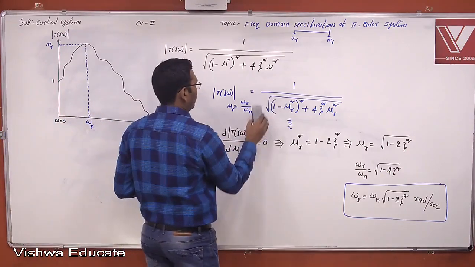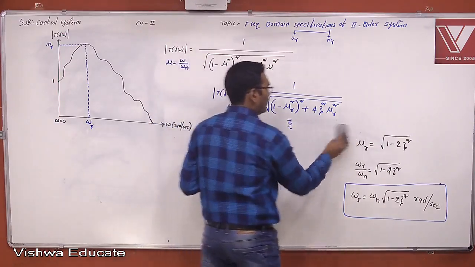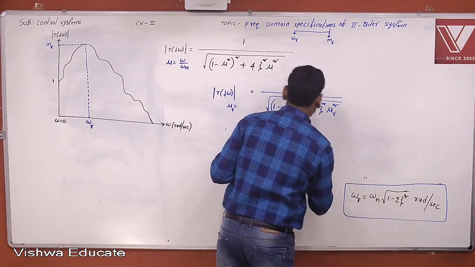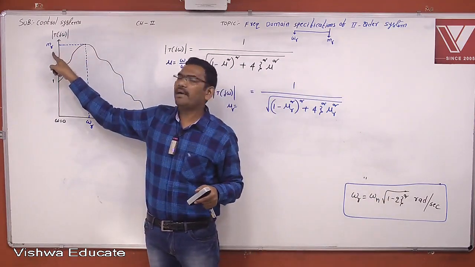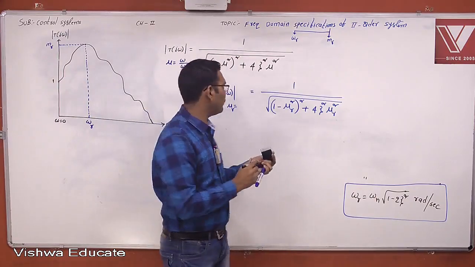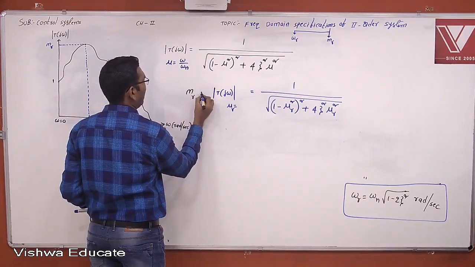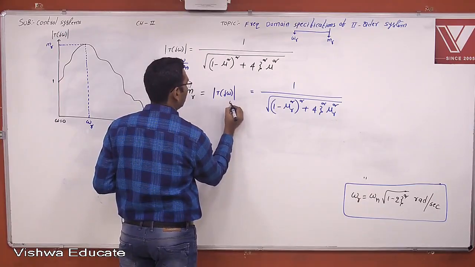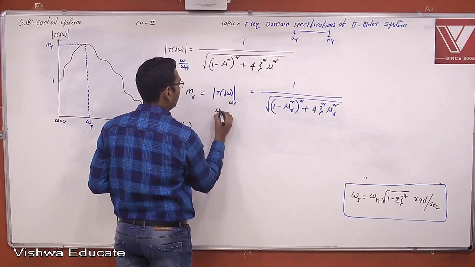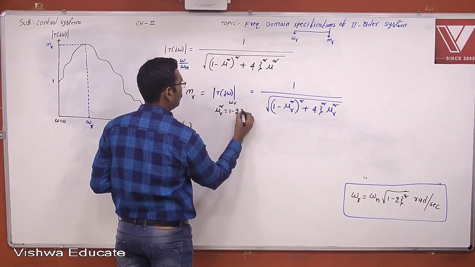Okay. Now students, see here. This is the resonant frequency. At this particular resonant frequency you can get the maximum magnitude, that is nothing but the resonant peak. How can you get M r? The resonant peak is the maximum magnitude at the resonant frequency. Here you substitute omega as mu r. Just now we are substituting, what is mu r square? 1 minus 2 zeta square.